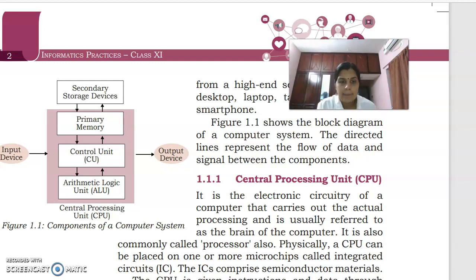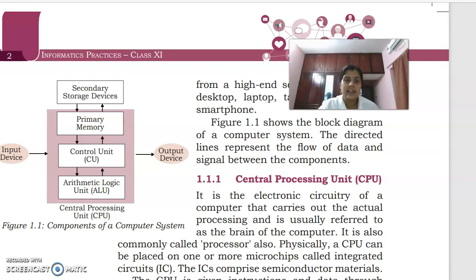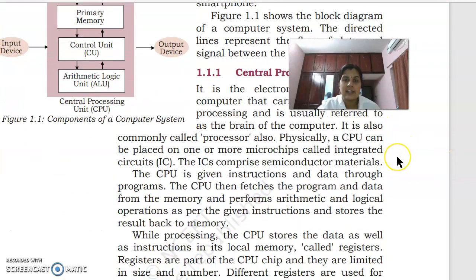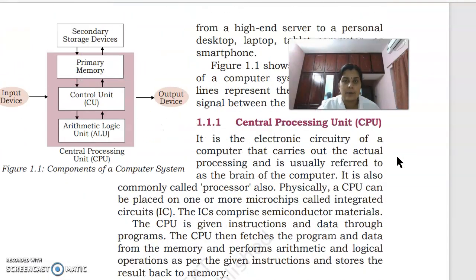In these components of a computer system, there are input devices, output devices, central processing unit, and memory. So in this figure, we can see input device, output device, CPU, which is known as central processing unit, and there are storage devices which are known as memory. So first, we can discuss what a central processing unit is.